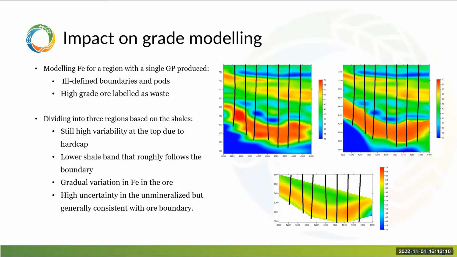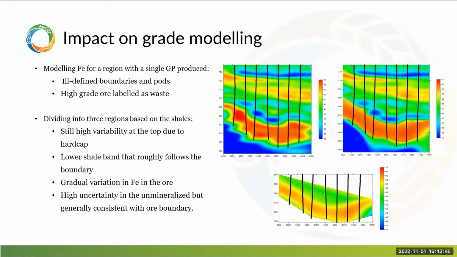To demonstrate why these boundaries are important, a GP was used to model the iron content of a section of the deposit. For those familiar with kriging, this GP was doing something very similar. When the entire area is modelled together, the ore and shale boundaries were ill-defined, and overall it was very poddy, and sections of known high-grade ore were labelled as waste. So you can see these pods here. This is actually a bedded shale that you'd expect to be consistent. And this is a known section of high-grade in here, which is unfortunately being classified as waste.